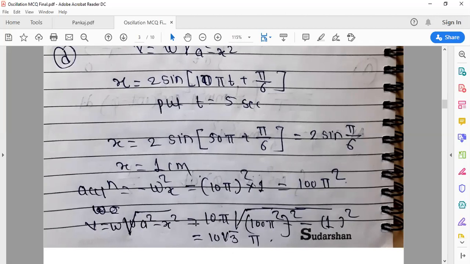Amplitude, so put the value, omega is 10 pi in the bracket. This is a square minus x square. Be careful, there is one mistake here. This small a is the amplitude, it is not 100 pi square, amplitude is 4. So 4 square, this is 2, so 2 square, it is 4 minus 1 square. So it is 4 minus 1, so it is under root 3 times 10 pi. So the correct option of question number 5 is option D, that is 10 under root 3 of pi.